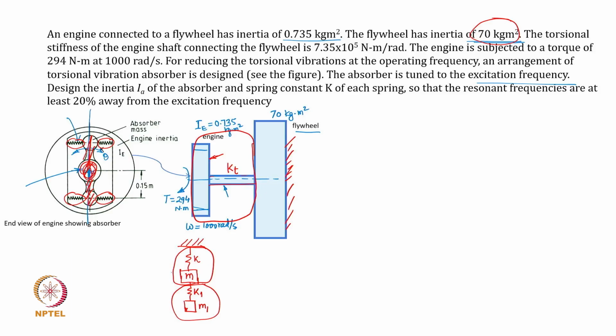Coming back to our basic vibration analysis. Now the engine torque is 294 Newton meter, and we are supposed to design the absorber. What would you do now to design the vibration absorber? Our basic philosophy is that the natural frequency of the absorber should be the same as the natural frequency of the parent system, which is the operating speed. We are trying to ensure that at that resonance the amplitudes are brought to zero.